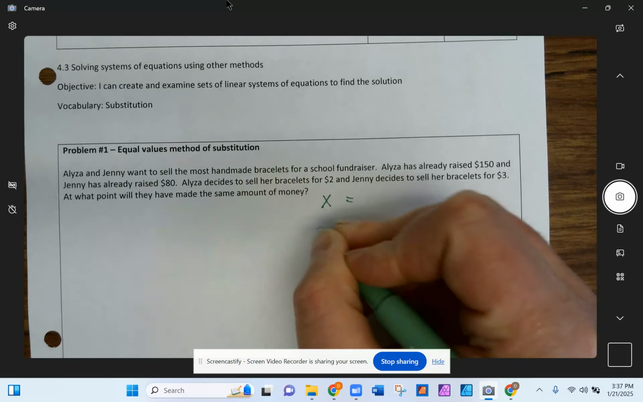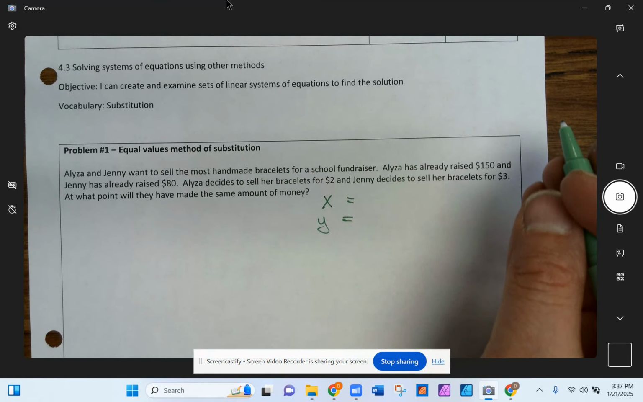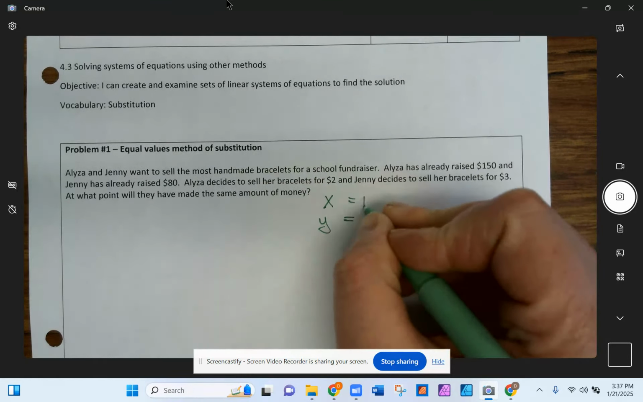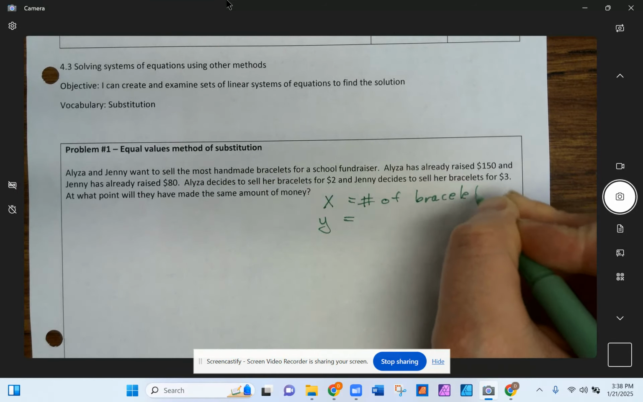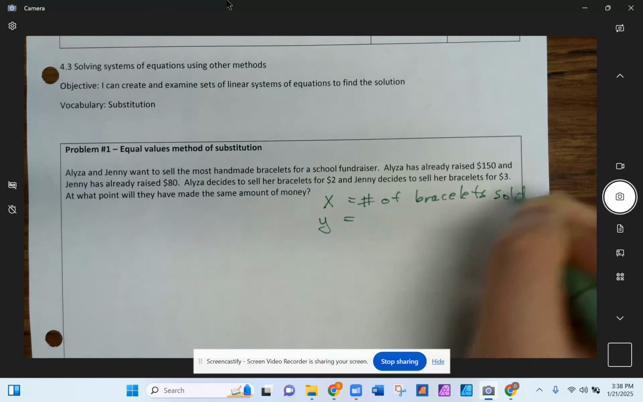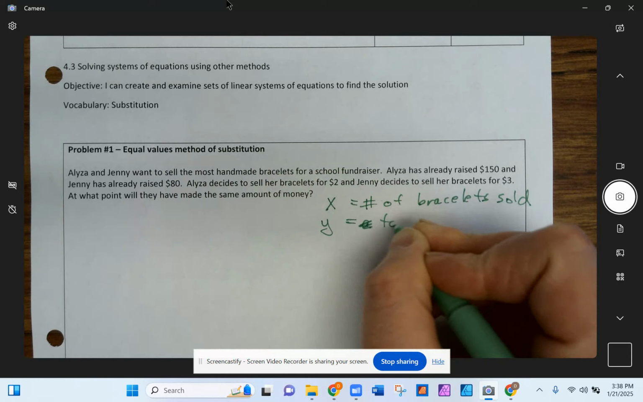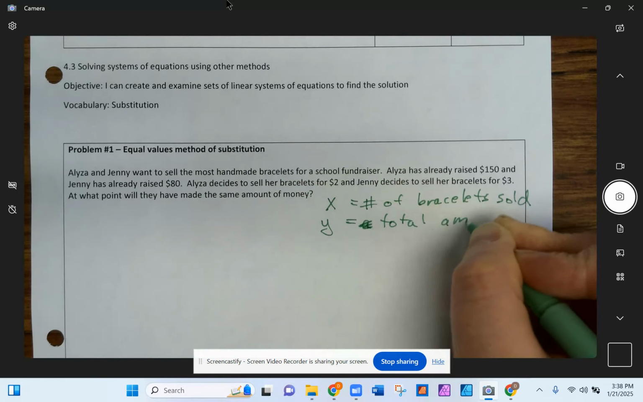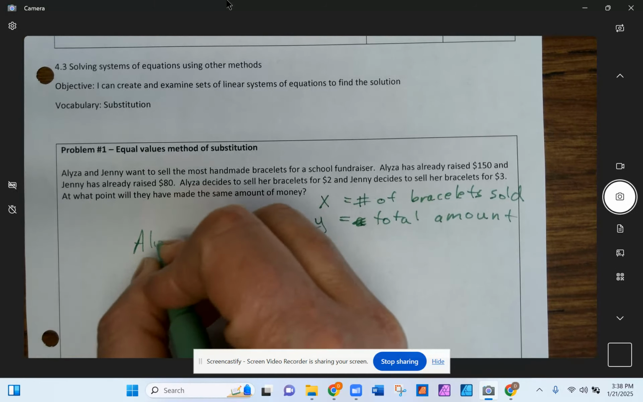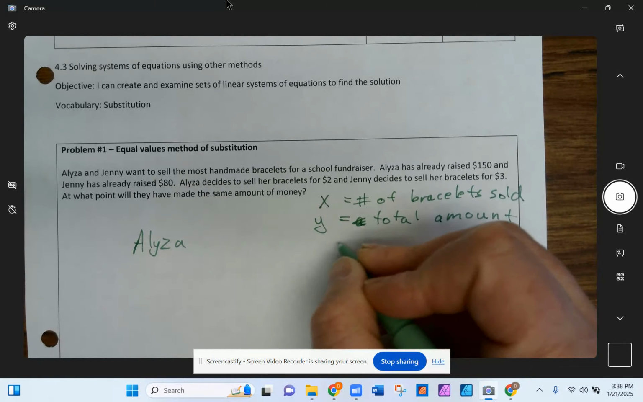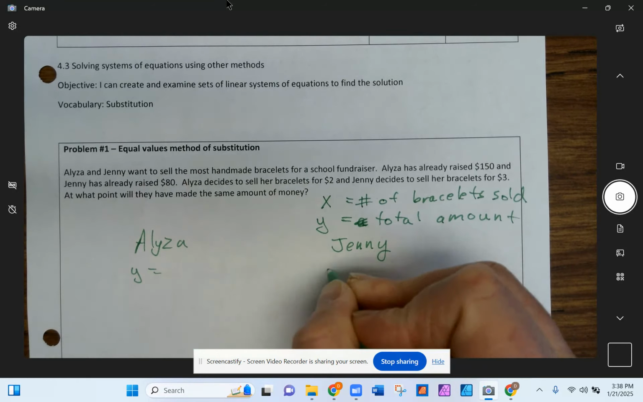So I want to define my variables. I'm going to have x and y. X is going to be the number of bracelets sold. Sorry, can't think. It's the end of the day here. Number of bracelets sold, and then y is the amount of money made. Let's say total amount of money that each of them makes. Okay. Now we're going to have Eliza on the left side here. We'll have Jenny on the right. So they're each going to start with y equals here.